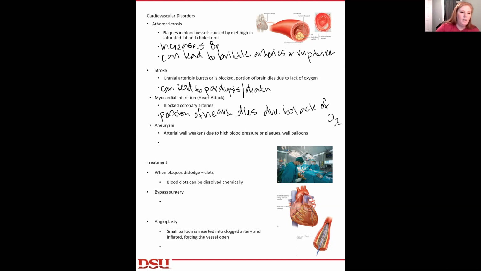Okay. Then we have an aneurysm. Aneurysms are weakening of the arterial walls, usually due to high blood pressures or plaques. There are other things that can cause aneurysms, however. These are just some of the more common ones. Vessels can rupture and bleed internally.